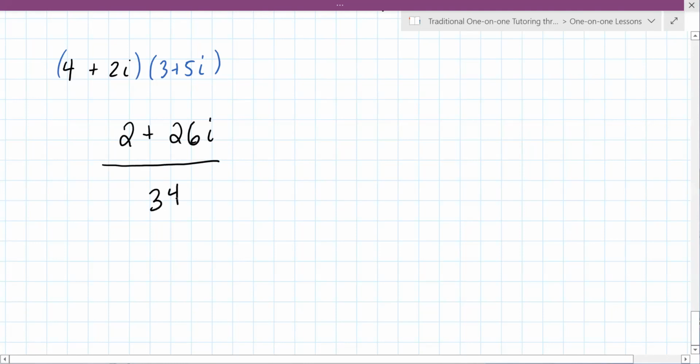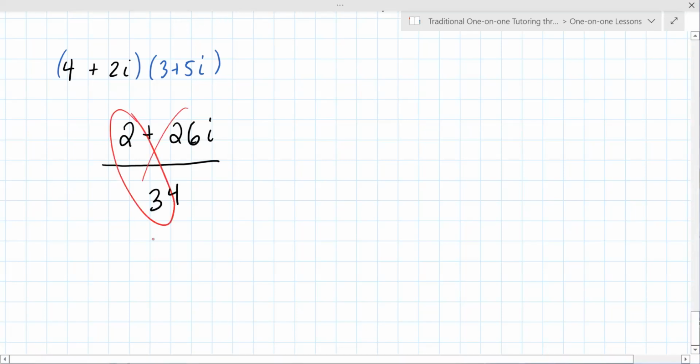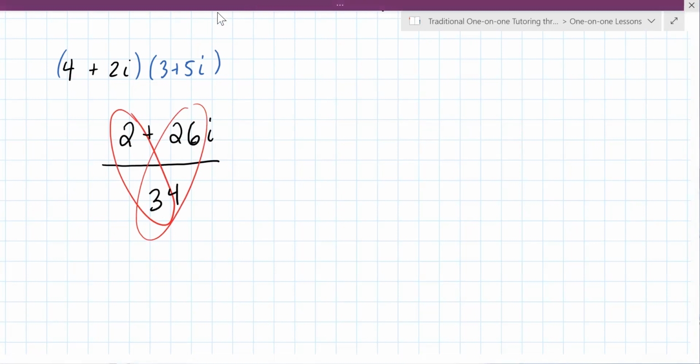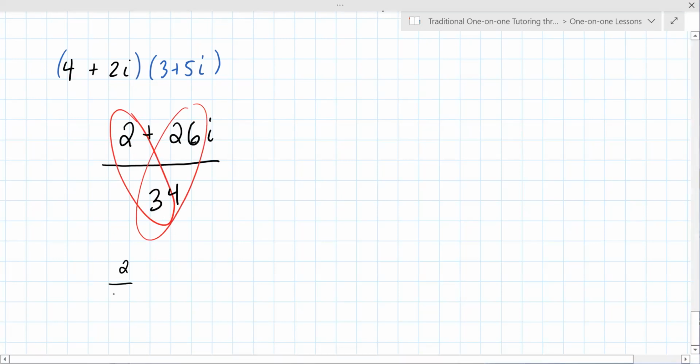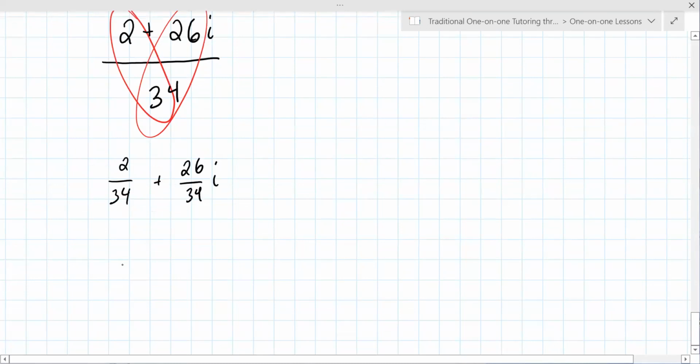It's close. You're supposed to divide each of these. Now I was working with a calculus student last night. He forgot that it's both. You don't get to choose. So it's just something you gotta remind yourself. And they both can be reduced. You can reduce both of them by 2. So it becomes 1 over 17 plus 13 over 17i.